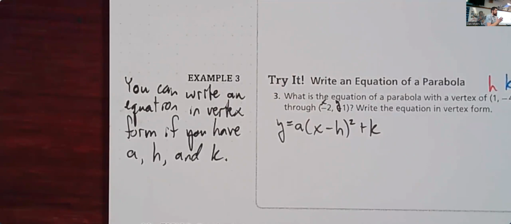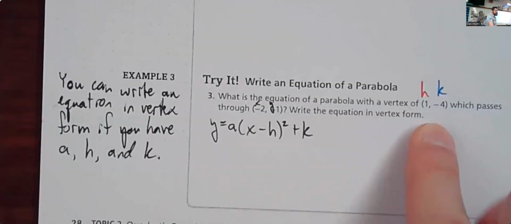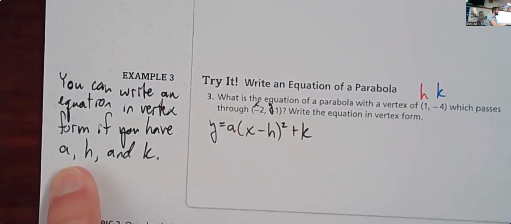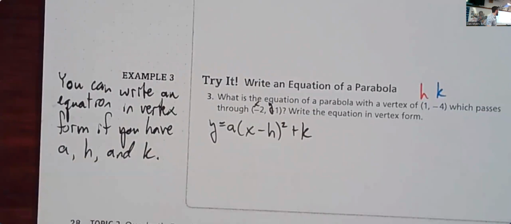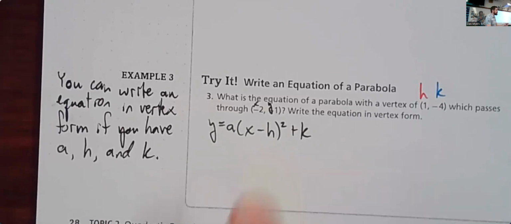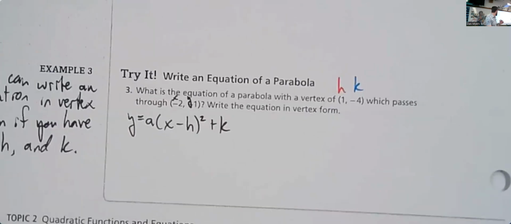So right now, we have H and K, we have X and Y, we don't have A. We need A in order to write something in vertex form. So what we're going to do is some algebra. We're going to take our values of H, K, X, and Y, plug them in here, and solve for A, and then rewrite using A, H, and K. So over to the left here, let's go ahead and drop some values in.